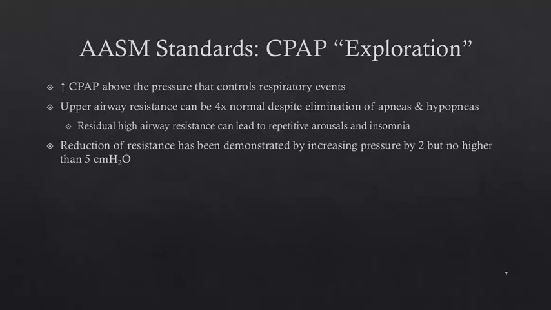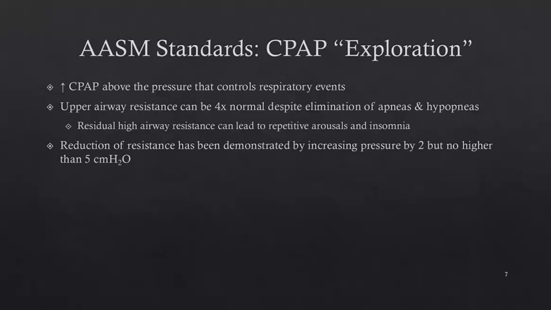And so by increasing the pressure slightly above what we might have thought originally to be best for the patient, it could actually improve the patient's parameters. It could improve their arousal index at higher pressures and just their overall consolidation of sleep. When doing CPAP exploration, you want to increase the pressure maybe one or two higher than what you felt the optimal pressure was, but don't go higher than 5 centimeters of water pressure above what you felt optimal pressure was.